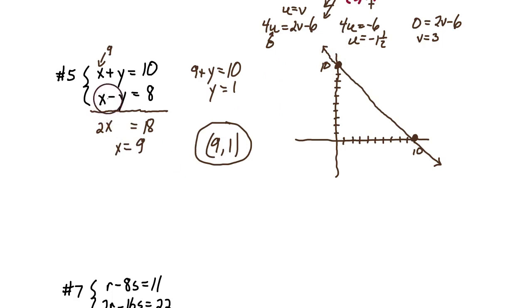Now let's look at the equation x minus y is equal to 8. When y is 0, the x is equal to 8. So there's a dot at 8 on the x-axis. When x is 0, this becomes negative y is equal to 8, or y equals negative 8. So let me extend the y-axis and put 8 marks going down. Here's the y-intercept.